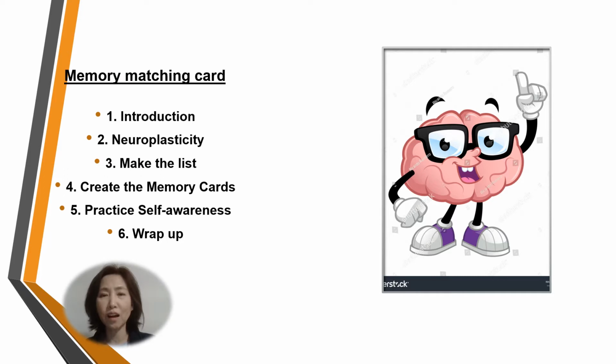Today's session is divided into 6 sections. First, introduction. Second, introduce neuroplasticity. Next, making the list for memory cards. Then, create memory cards. With the cards, practice self-awareness using the strategy spaced repetition, which gives you cues to recall your memory. Let's summarize today's session.